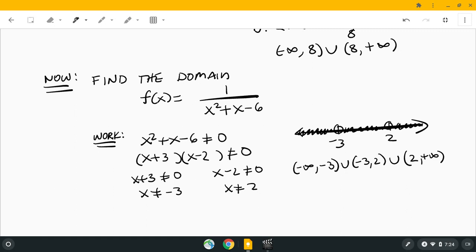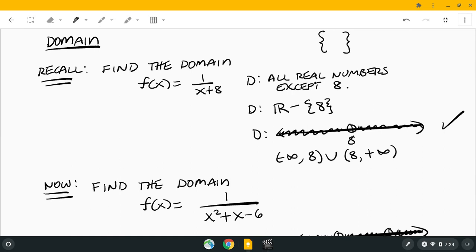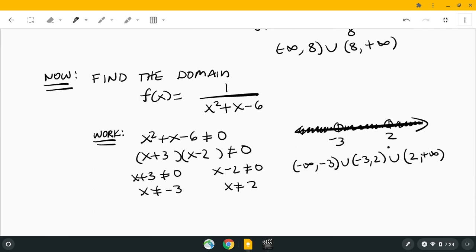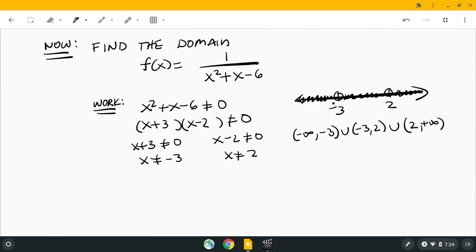So this is what your domain would be. That's how you express it. It would be nice if we could just say, all real numbers except, right? All real numbers except negative 3 and 2. This is how you do it in interval notation. So you have to describe this set, negative infinity to negative 3, the middle set, negative 3 to 2, and this set, 2 to infinity.